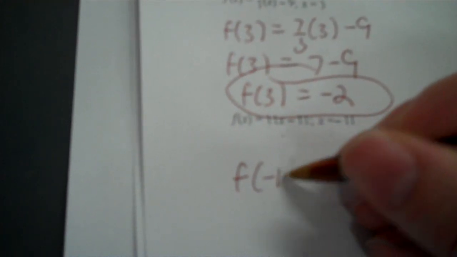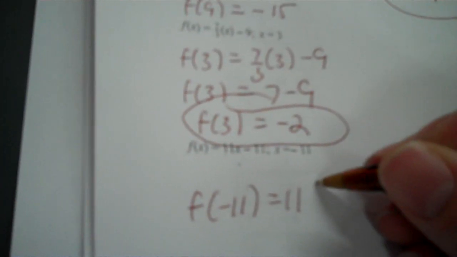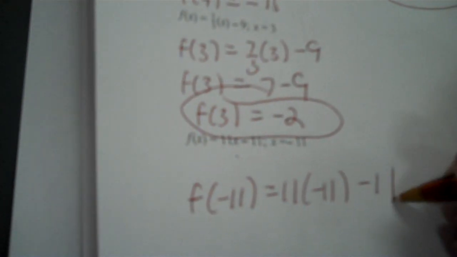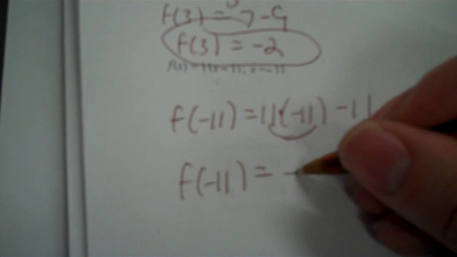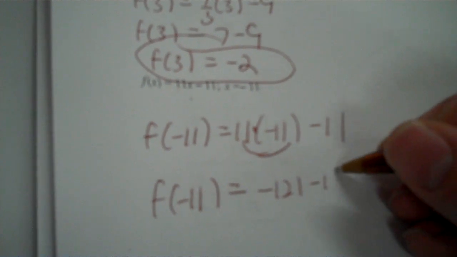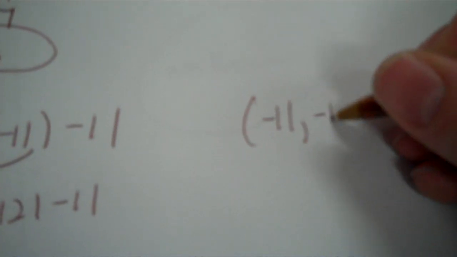Then f of x equals 11x minus 11. X is negative 11. So f parentheses negative 11 equals 11 times negative 11 minus 11. Okay, so I got f of negative 11. I need to multiply these two. 11 times negative 11 is negative 121, and then I subtract 11. That's going to be negative 132. Okay, so I write negative 11, negative 132 as my answer.